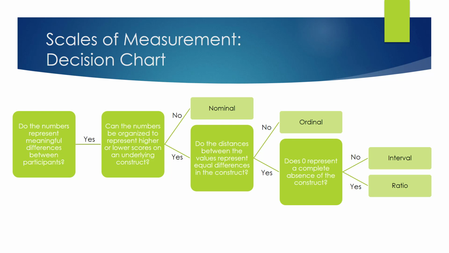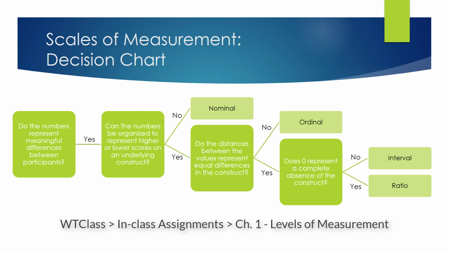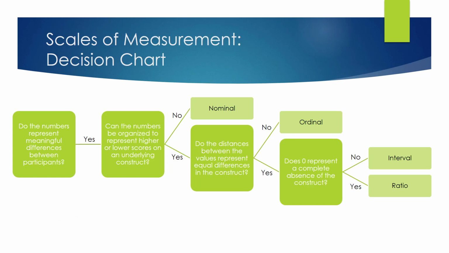I would encourage you at this point to pause the video, go into WT class. There's a folder in your stats course labeled in-class exercises. And I want you to go into there. There's an in-class exercise that says Chapter 1, Levels of Measurement. This is going to give you an opportunity to read through a few items and to think about, is this a nominal, ordinal, interval, or ratio scale of measurement? And once you do that, then in the next class, when we meet together in person, we'll go through them, we'll talk about the possibilities and the answers for that homework.